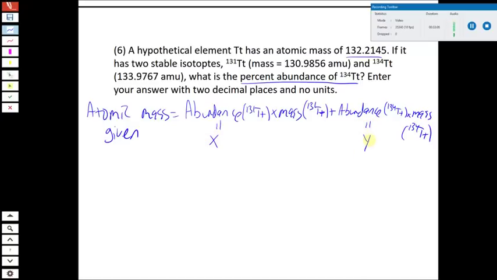The two isotope masses are also given. So the mass of the lighter isotope is here, 130.9856. That's also given. And the mass of the heavier isotope is also given. So we have the two masses. We don't have the two abundances. Remember, whenever we're dealing with problems like this, and especially when we're solving for an unknown abundance, we have to remember that the sum of the abundances as fractions will equal 1, or alternatively the sum of the percent abundances would equal 100.